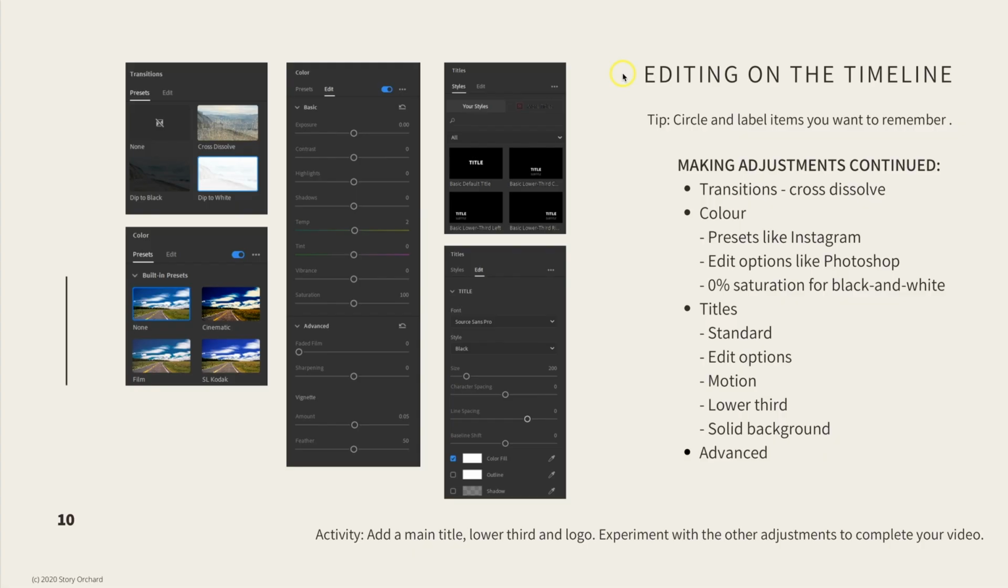So let's continue on looking at all the adjustments that you can make in Adobe Premiere Rush. We're going to talk now about transitions, color, and some titles. So let's jump back into Rush.